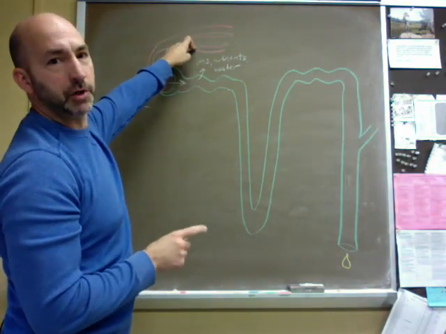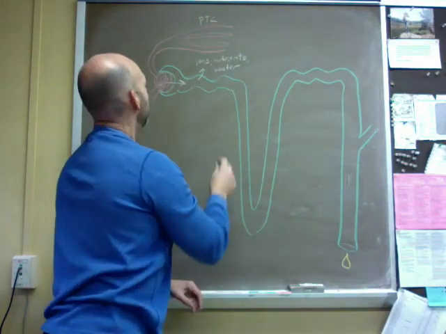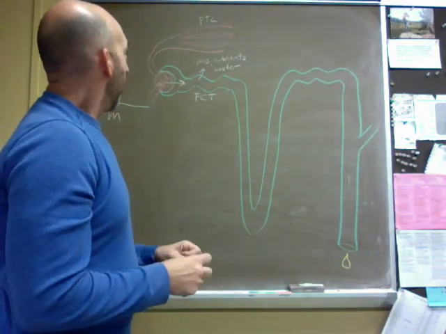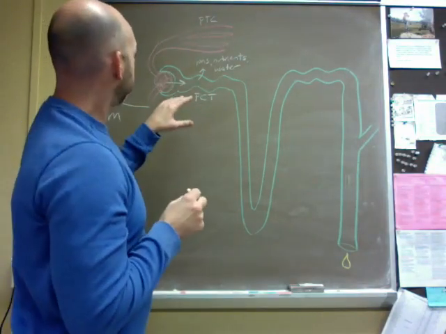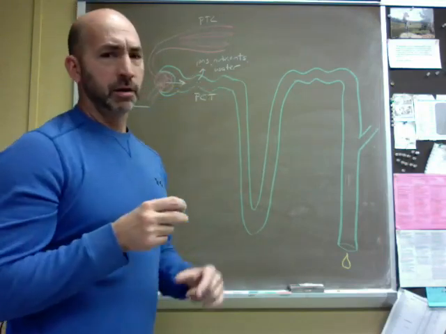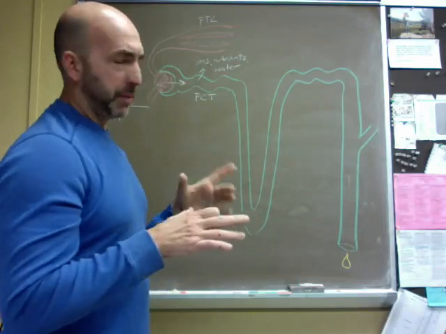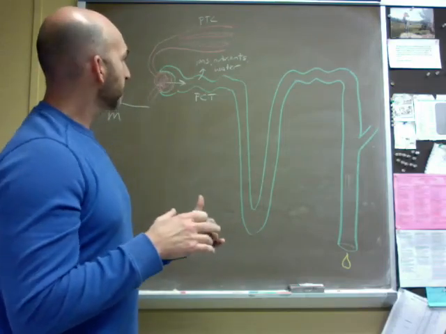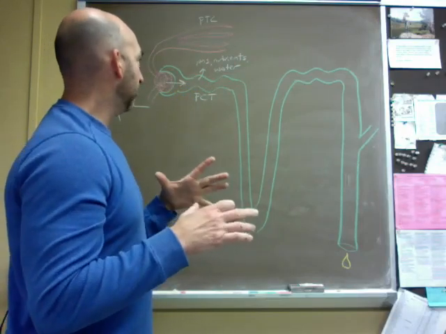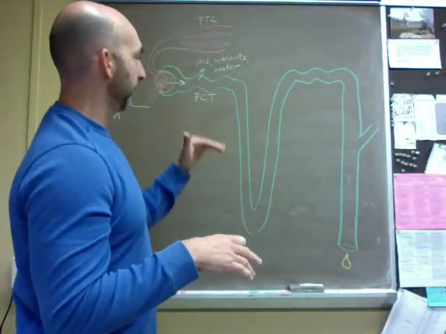Remember, a negative net filtration pressure at the peritubular capillaries. Remember, this is the PCT, proximal convoluted tubule. And we get about 65 to 70%, about 2/3 of the ions and water reabsorbed. There's a few ions that are a little higher, a little lower than that, but about 2/3 of the electrolytes and water. We get 100% of the nutrients being reabsorbed. Basically, no nutrients make it into the loop of Henle or DCT. They've already been completely reabsorbed.